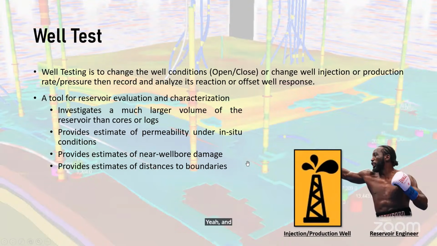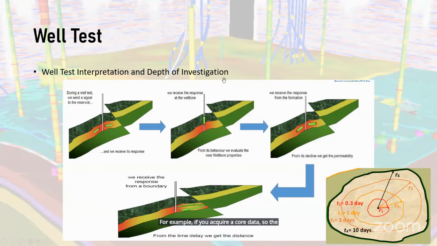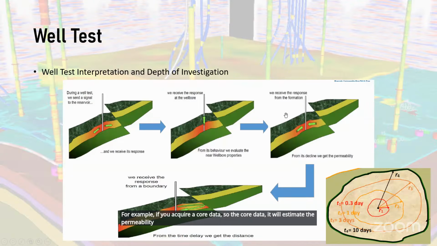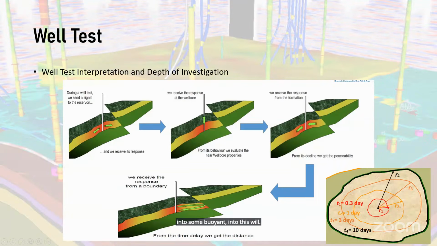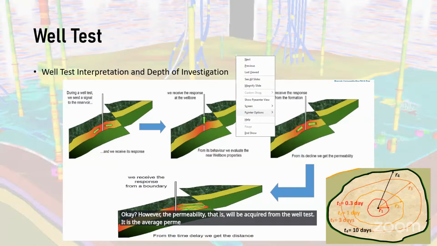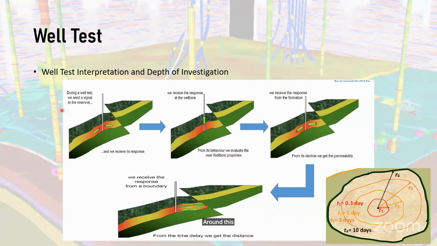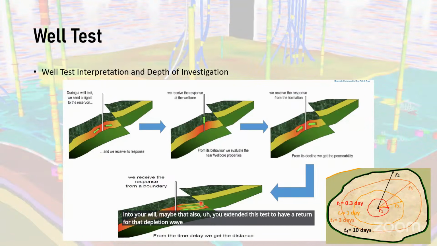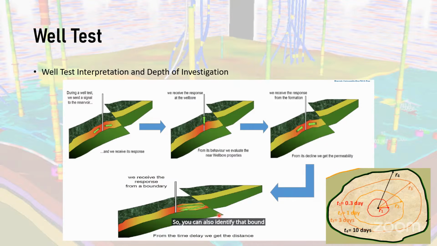Actually, the well test helps you to go deeply into your reservoir. For example, if you acquire core data, the core data will estimate the permeability at some point in this well. However, the permeability acquired from the well test is the average permeability of the reservoir around this well, so it has a much greater depth of investigation. Maybe you also extend this test to get a return of the depletion wave from the boundary, so you can also identify the distance of the boundaries to your well.